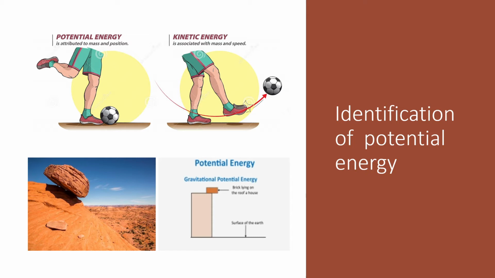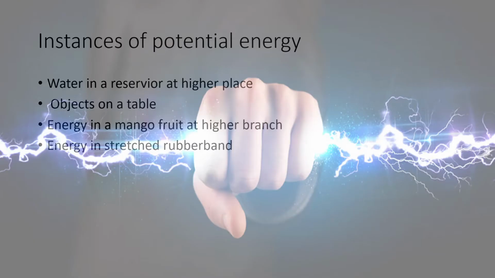The first one is attributed to mass and position. You can see a rock in a higher place, which has gravitational potential energy. You can see so many diagrams. So what are the instances of potential energy? Water in a reservoir at a higher place, objects on a table, energy in a mango fruit on a higher branch, energy in a stretched rubber band.